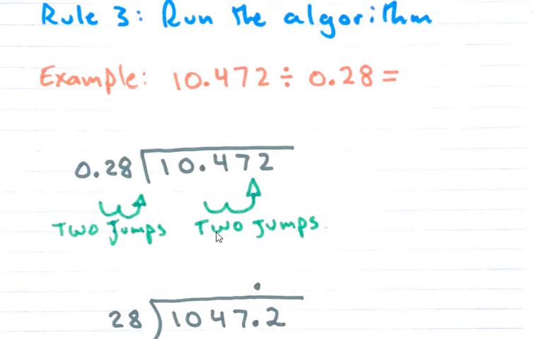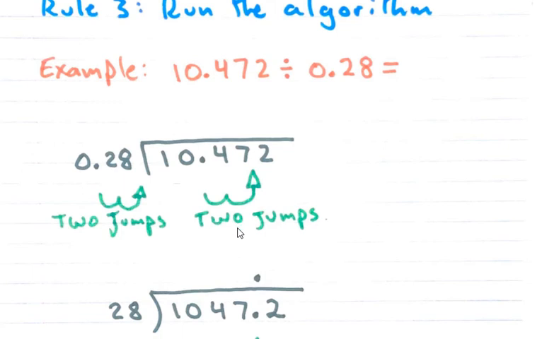First thing we have to do is adjust the decimal places. If we have 2 decimal places here, we're going to adjust 2 decimal places here. 2 jumps here equates to 2 jumps here. Really, we're just multiplying 0.28 by 100 to get 28. And if we multiply the divisor by 100, we have to multiply the dividend by 100 too. So multiply there, boom, boom, and we get 1047.2. Again, multiplying the divisor and the dividend by 100 does not affect the value of the quotient or the value of the answer.